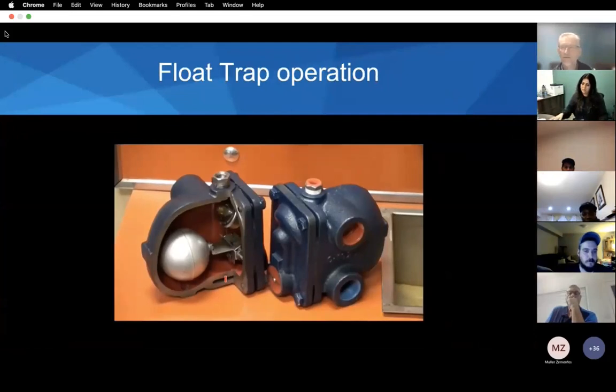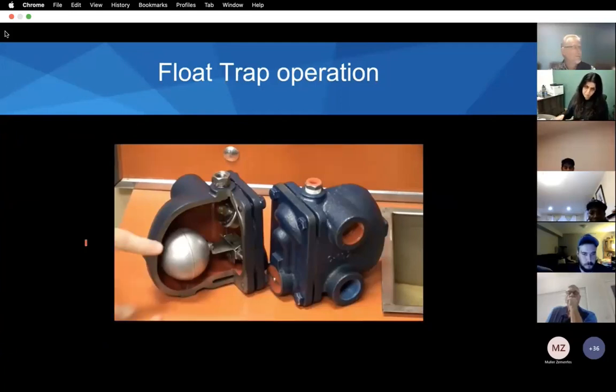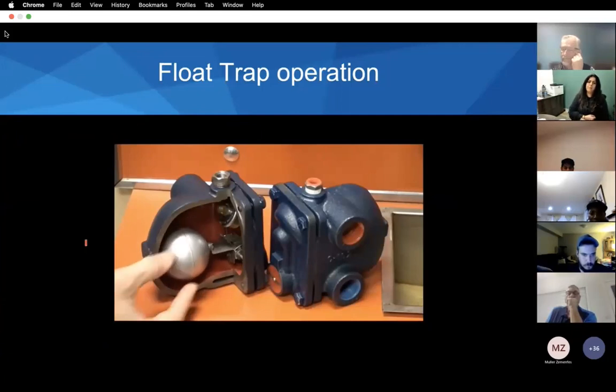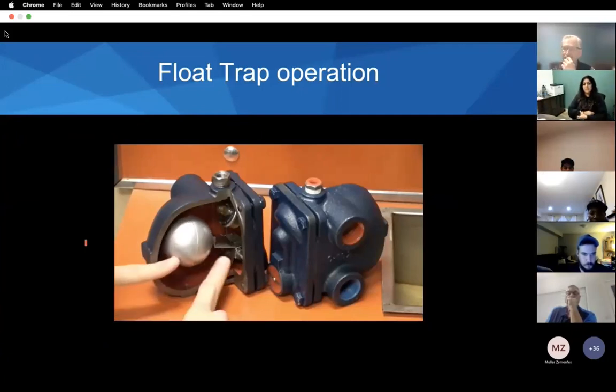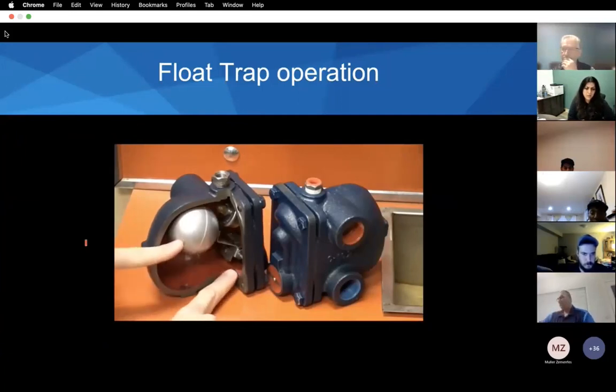Float and thermostatic traps offer a combination of mechanical and thermostatic operation. A closed float is used to sense the density difference between a gas and a liquid. The float is attached to one end of a lever which pivots inside the trap. At the opposite end of this lever is a valve that is seated when the float is at rest.